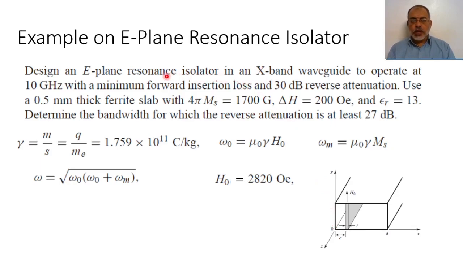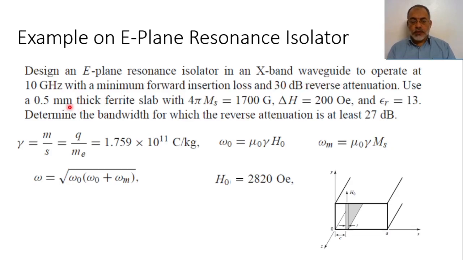So design an E-plane resonance isolator in X-band waveguide to operate at 10 gigahertz with minimum forward insertion loss and 30 dB reverse attenuation. So the main item which has been presented here is that the reverse attenuation at this frequency is 30 dB.